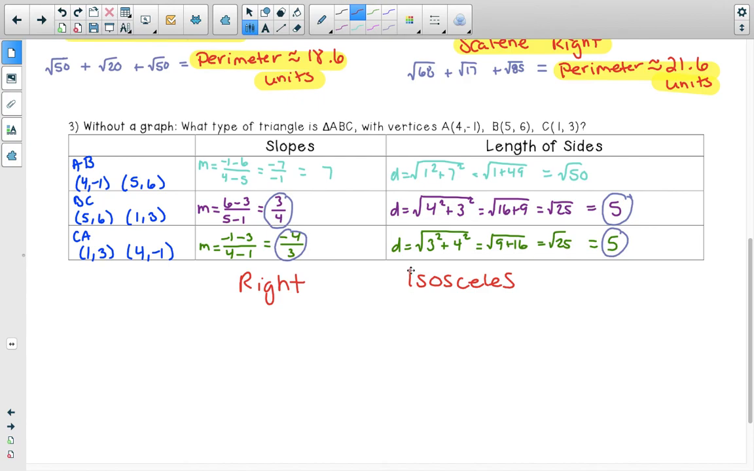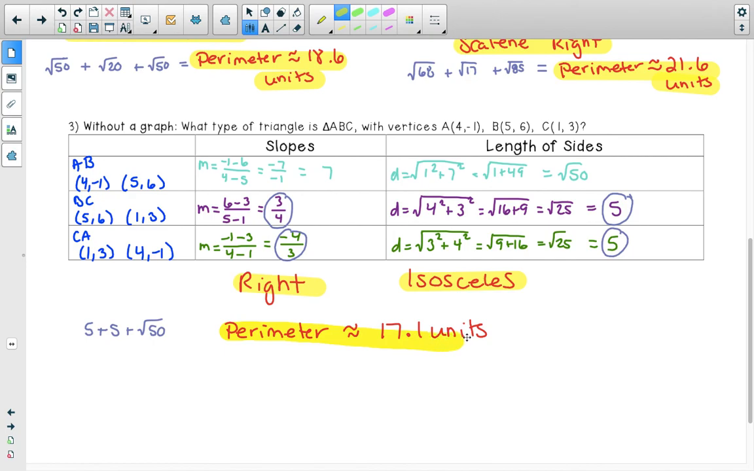Then we can still find the perimeter. We can find the perimeter by taking 5 plus 5 plus the square root of 50. And if we round it to the nearest tenth, this would give us our perimeter of approximately 17.1 units. So we have a right isosceles triangle with a perimeter of approximately 17.1 units, using just the slopes and the distance formula, or the Pythagorean theorem.